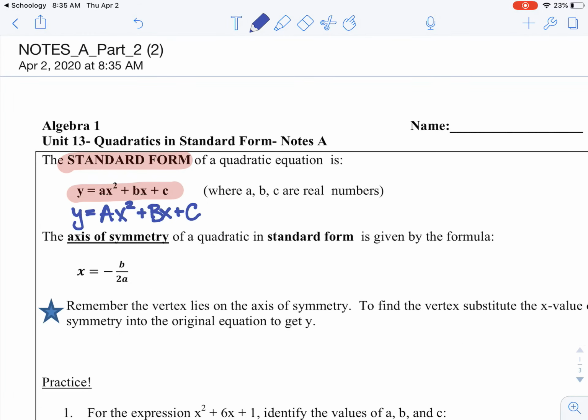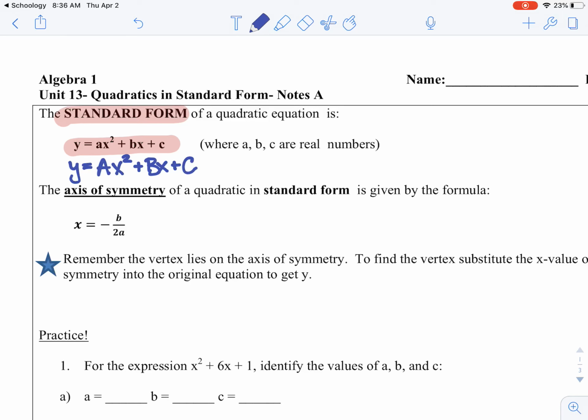Does not matter. So when we use standard form, we can find the same things that we did in vertex form. We just find them in a different order. So the first thing we're going to find when we have standard form is the axis of symmetry using the equation x equals negative b over 2a.